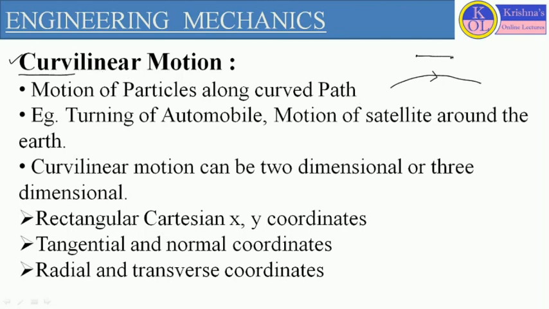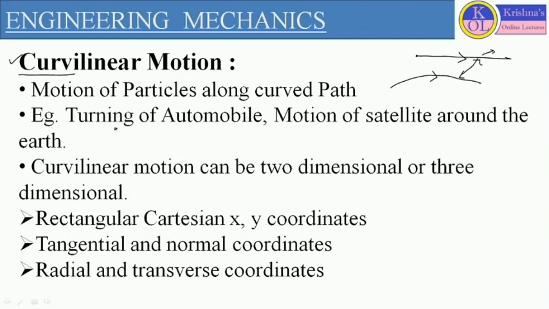Earlier we have discussed rectilinear motion. Rectilinear motion is defined as the motion of the particle along a straight line. So this is rectilinear motion. Now, opposite to this, if any particle is moving along a curved path, it is called curvilinear motion. In both types, the straight line path and the curved path are called trajectory.